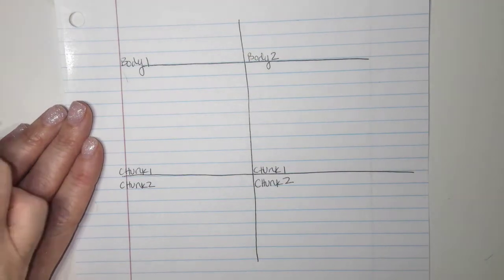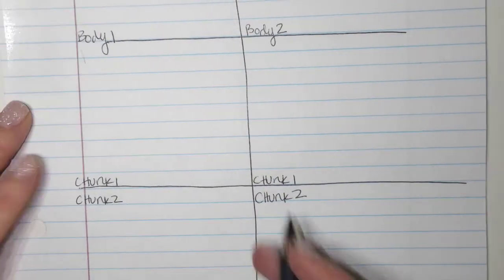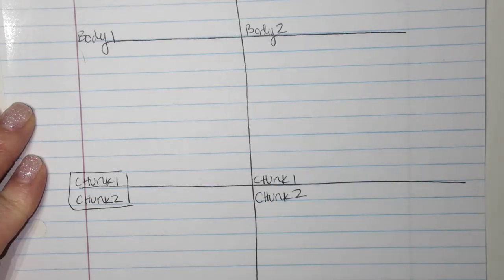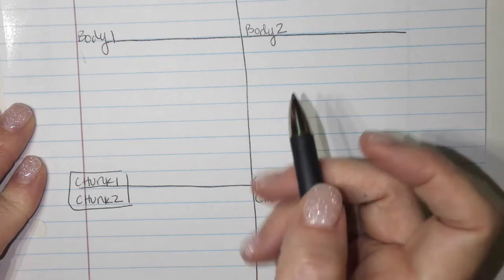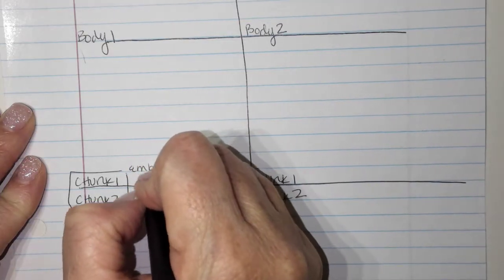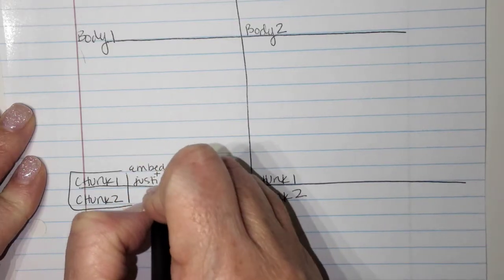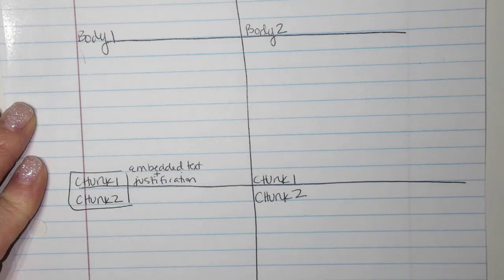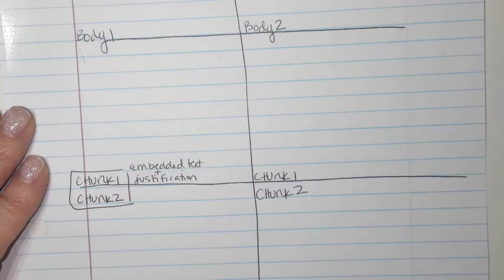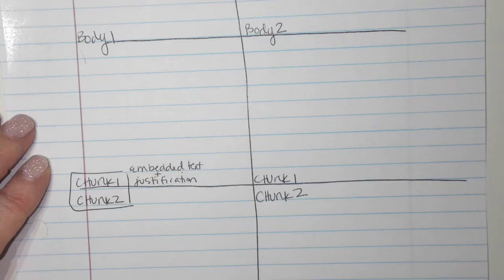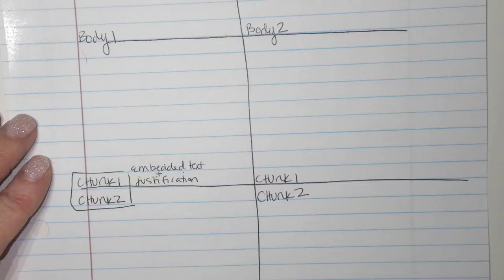All right, what did I say goes in each chunk? Nope. Yep, and? Yep, so this is embedded text plus justification, and I will show you exactly what that means. In our planning, we're only going to put the text. The justification, we don't have time to write on here as well. We will write it in our paper, right? But that's where our annotations come in handy, okay?